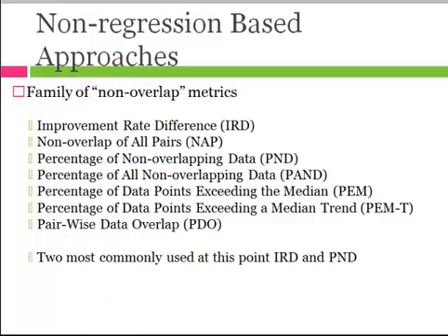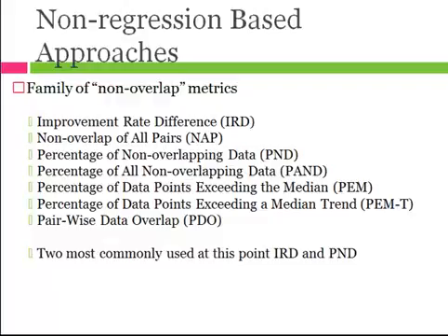So I just want to introduce you to some of the various effect size metrics that are used in this literature. These are non-regression based approaches, and they're called the family of non-overlap metrics. As you're looking at research, I would keep this slide handy so that if a researcher is talking about PAND or PDO, you would know that this is an effect size metric. And then there are plenty of resources out there on the internet, or you can contact me about how to interpret those effect sizes. But in this class, we're going to talk specifically about improvement rate difference, IRD, and percentage of non-overlapping data, because those are the two, at least at this point, that are most commonly used.